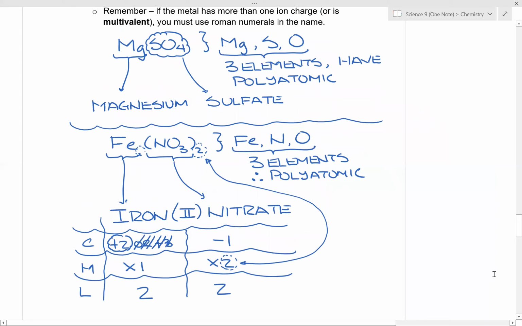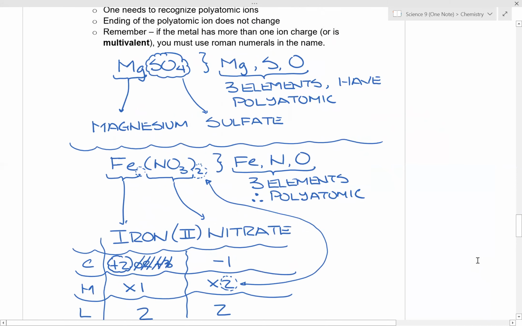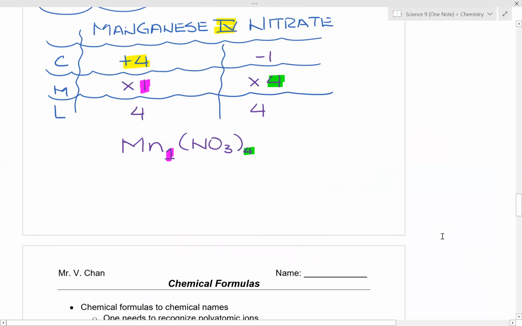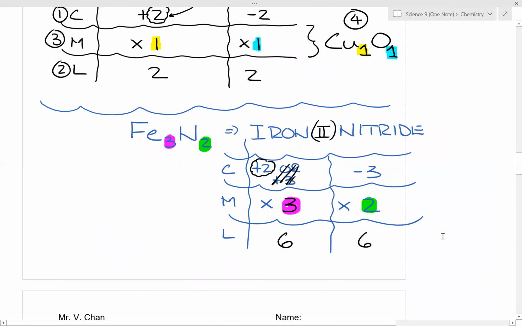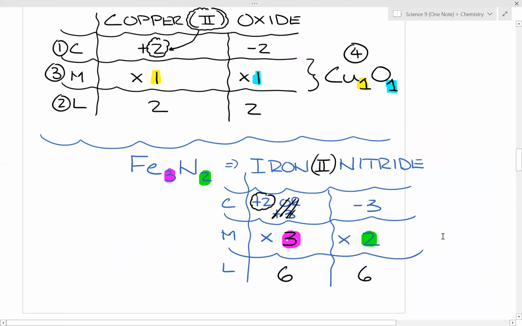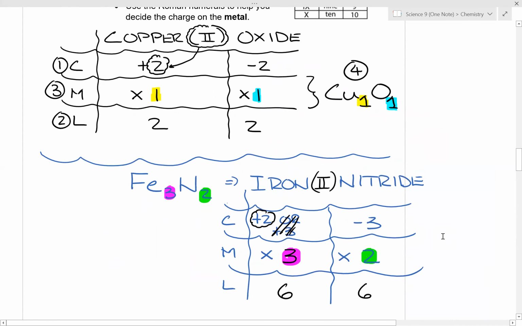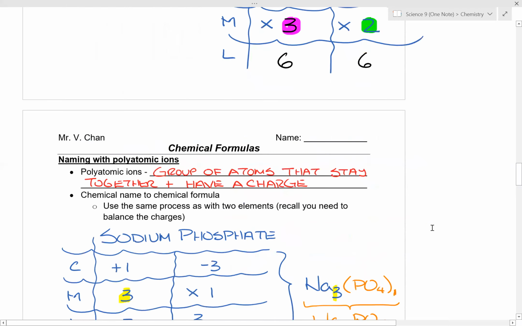So the one up here with magnesium sulfate, I didn't have to do that because magnesium only had one choice. Now, if you take a look at the examples, exactly the same thing, just like last lesson, where you had to go back to figure out the charges. But you notice it's still the same process. Step 1, find the charge. Step 2, find the lowest common multiple. Step 3 is the multiplier. And step 4 is the formula.